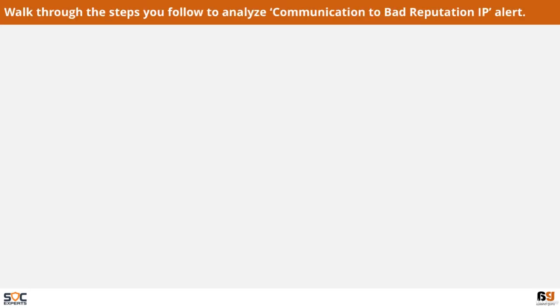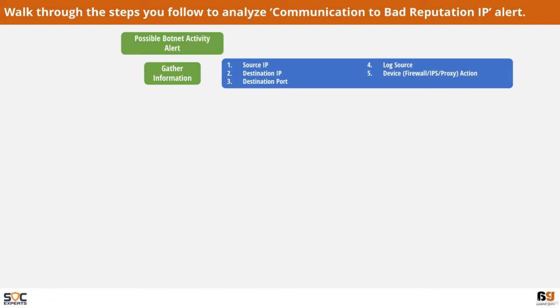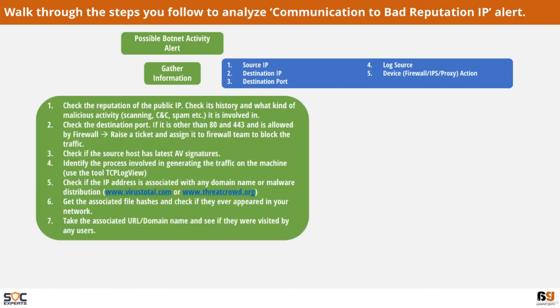Walk through the steps you follow to analyze a communication to bad reputation IP address alert. So whenever the alert triggers, which can also be renamed as possible botnet activity, we gather information like source IP, destination port, log sources, the devices involved, and the action of the device, like say firewall, IPS, and proxy action. Check the reputation of the public IP. Check its history and what kind of malicious activity it has, like say scanning. Is it acting as a CNC server, or is it pumping out spam emails?